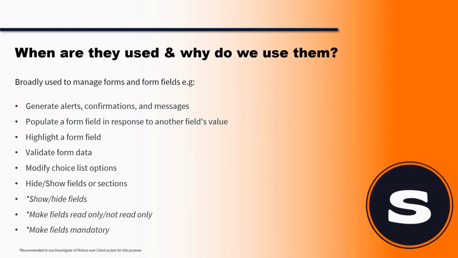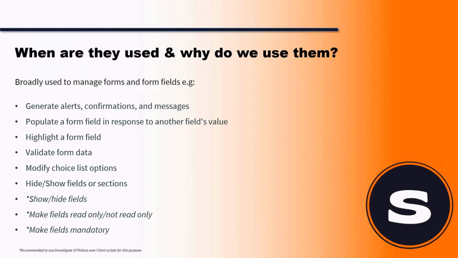And when are they used and why do we use them? Well, broadly speaking, we use them to manage forms and form fields. So to give you an example, we can generate alerts or confirmations or messages that pop up on the screen. We can use them to populate a form field in response to another field's value. So for example, if you change the state, maybe you want to change the short description. We can use them to highlight a form field, to draw attention to it for the end user.